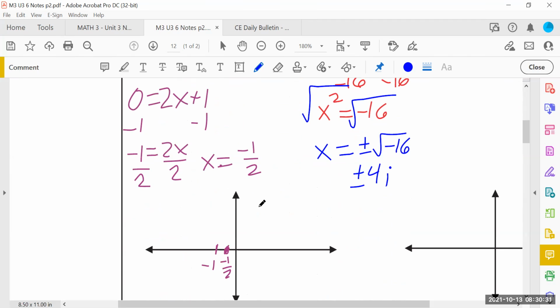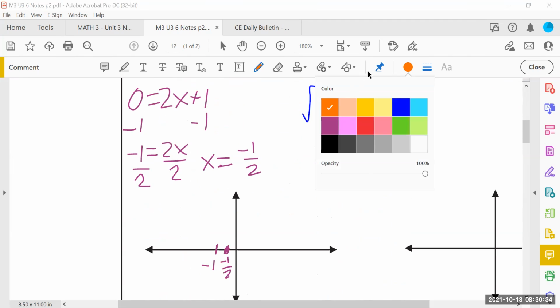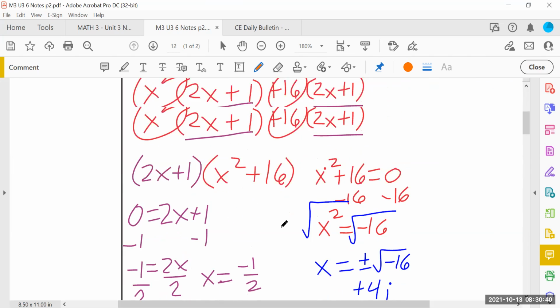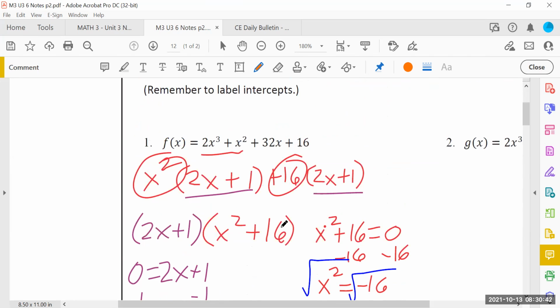Actually, let's use a different color so we don't get that confused. So y-intercept at 16, and then end behavior, 2x cubed. What's the end behavior? Turn to the person next to you, tell them what the end behavior is. And don't trust them. Make sure, are they right? Are they telling you the right thing?